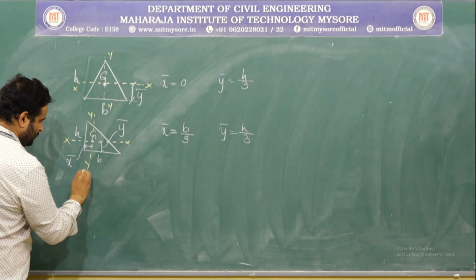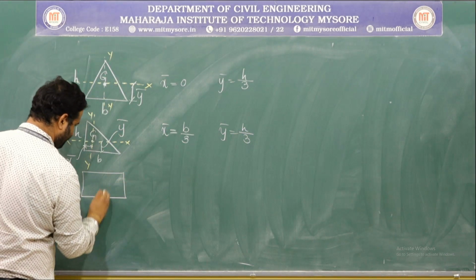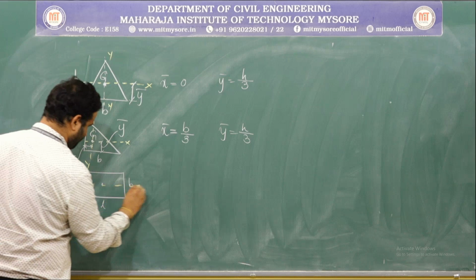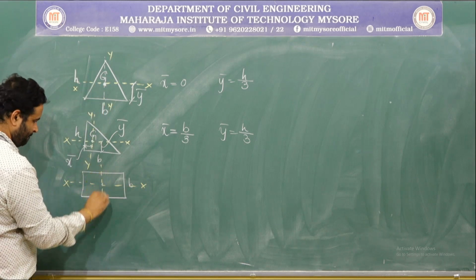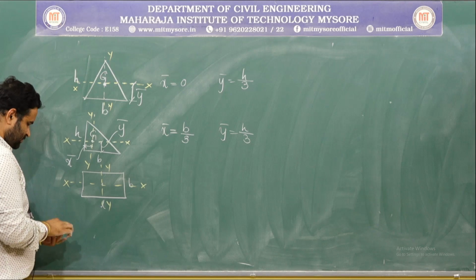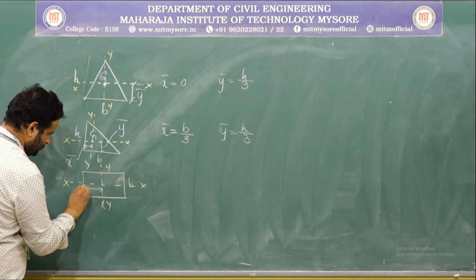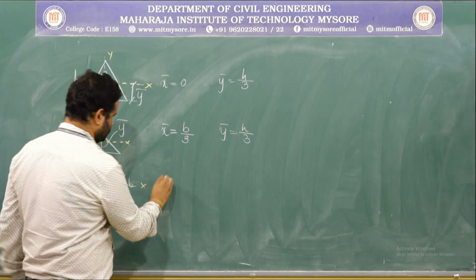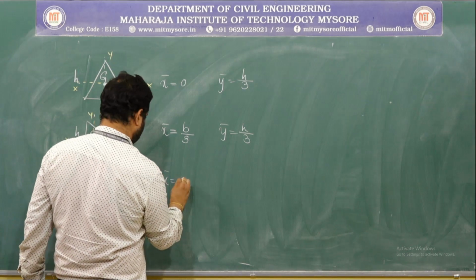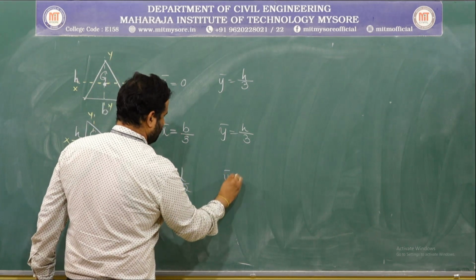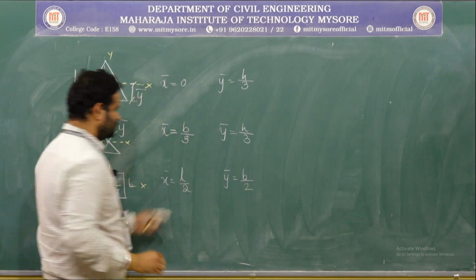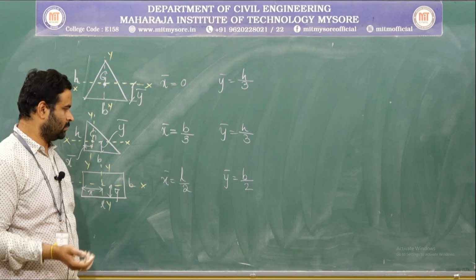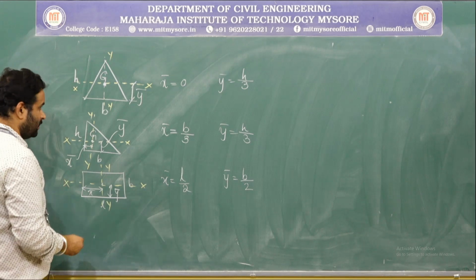And next, a rectangle, length and breadth. So this will be its x bar, this will be its y bar. So x bar is equal to L by 2, y bar is equal to B by 2. Instead of L, you can even write this as H. Okay, next, for a semicircle.